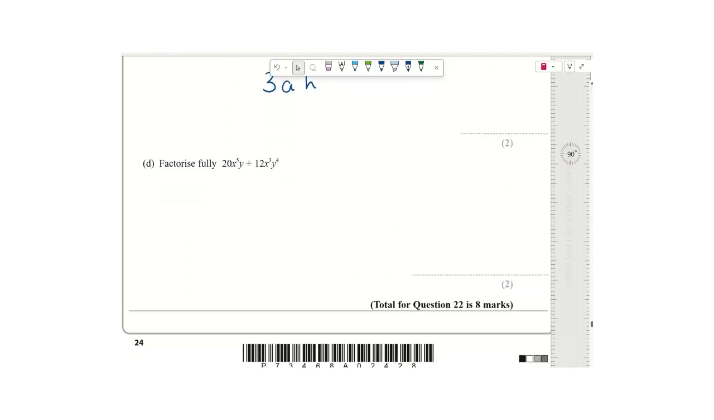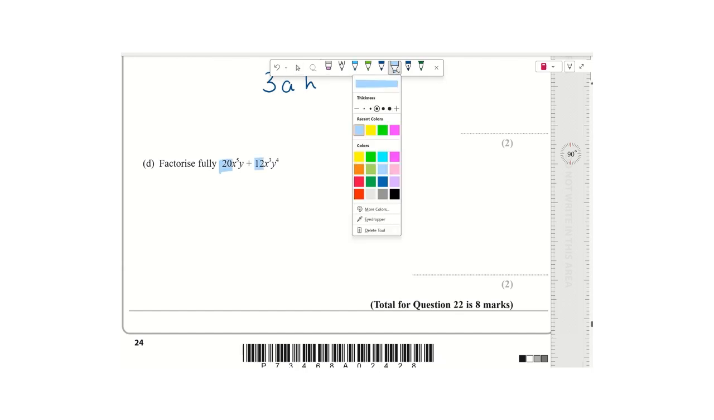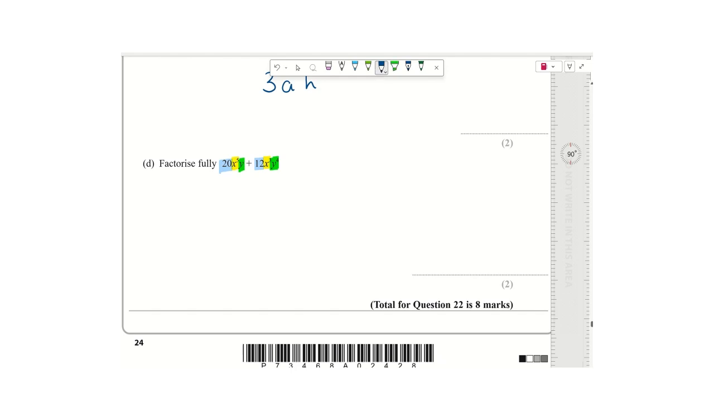And then factorising fully, so I'm going to do my numbers, and then my x's, and then my y's separately. So I look at 12 and 20, and I'm trying to find the biggest possible number that 12 and 20 will both divide by. And in this case, that will be 4. They will both divide by 2, but 4 obviously is bigger, so they'll divide by 4.